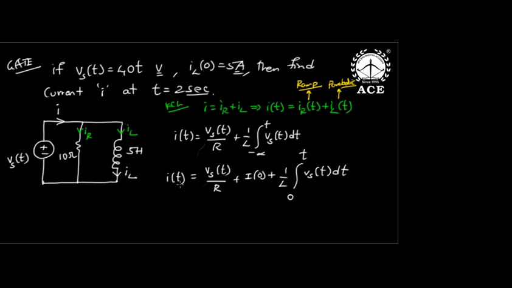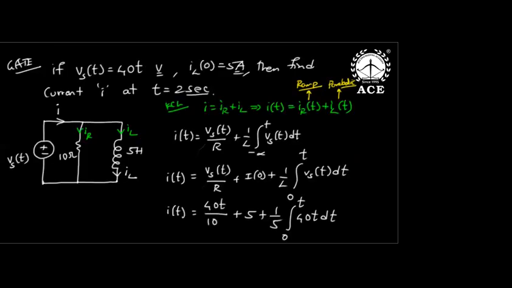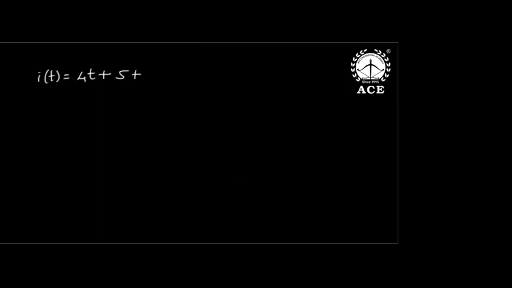Okay, now if you expand this, this i(t) is Vs by R, that is 4t by R, plus the initial condition 5, plus 1 by L, that is 1 by 5, integral 0 to t of the source function 4t dt. Now this i(t) is 4t plus 5 plus, this becomes t square by 2, that is 4t square.